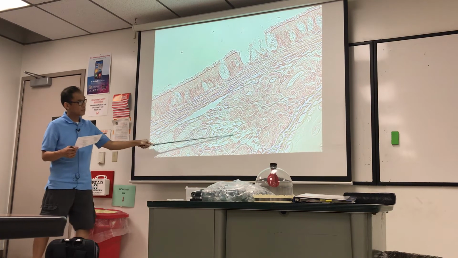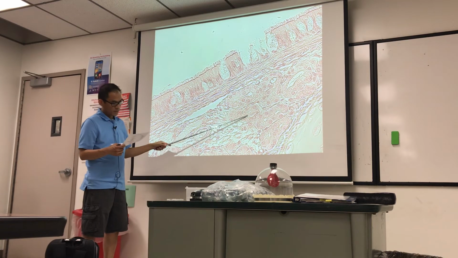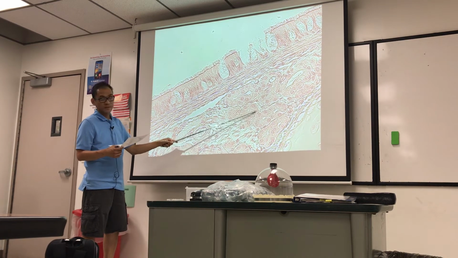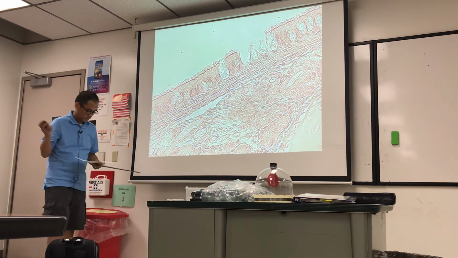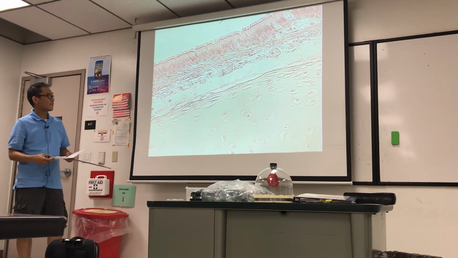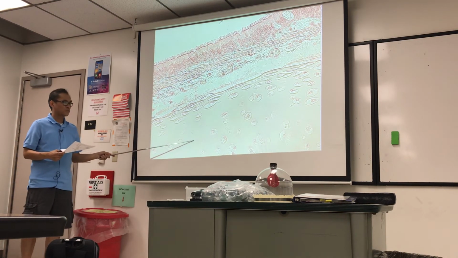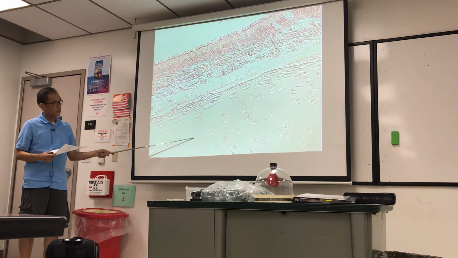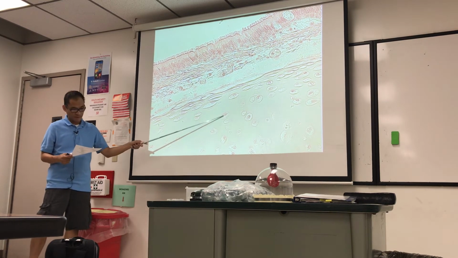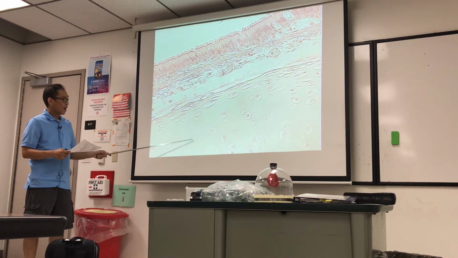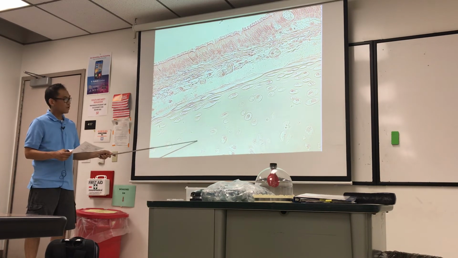So this is the submucosa, and within the submucosa you have the seromucous glands. Here's the adventitia. It's the cartilage ring, and it's a hyaline cartilage. You can see the chondrocytes there. Just know it as a hyaline cartilage. It's a supportive ring.